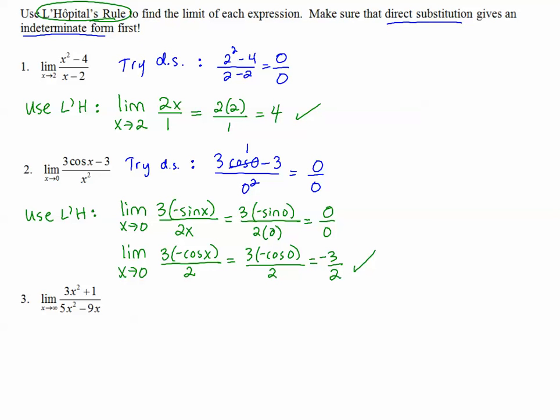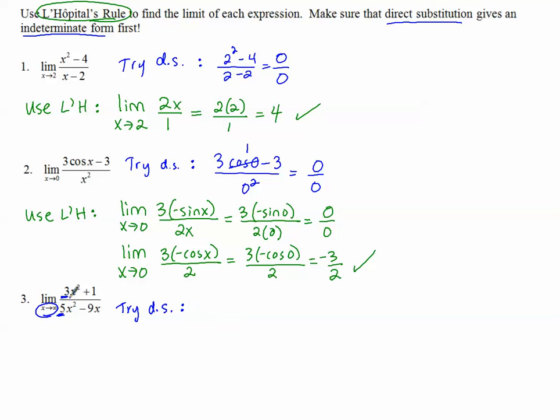Now, I'm not claiming that L'Hopital's rule is the way to always go. It's just another tool in our toolbox. For example, I see x approaching infinity. If I have a polynomial over a polynomial, I have my degree shortcuts. I can tell just by looking at this that because the degrees are equal, my answer is going to be 3 over 5. However, because we're trying a new tool, let's see how that tool can be used here.